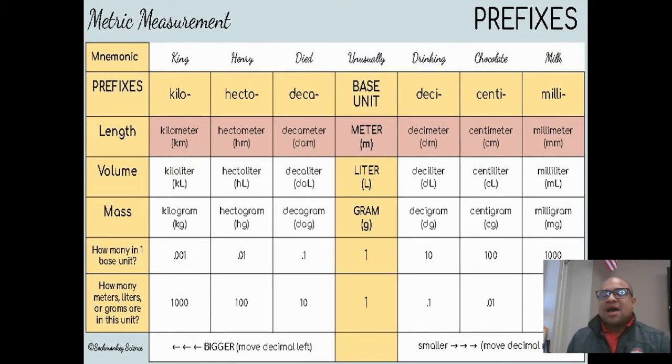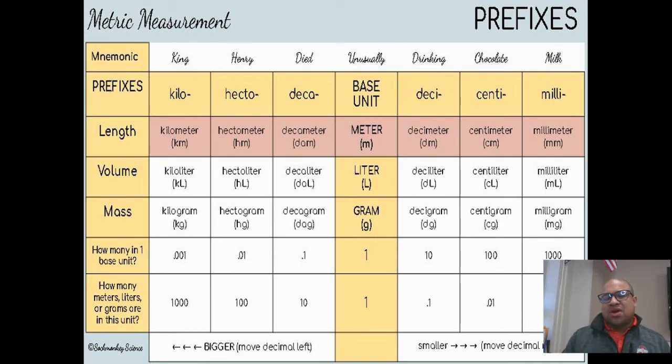Now remember, the nice thing about using the metric system is, one, there are no fractions. Two, they're base tens. Everything's base 10. And three, when you have to convert, all you have to do is slide the decimal over. To go to a bigger value, you slide the decimal to the left. To go from something like a gram to a kilogram, you would slide it 3 times. To go to a smaller value, like a gram to a milligram, you would slide the decimal to the right and add the zeros that follow that.